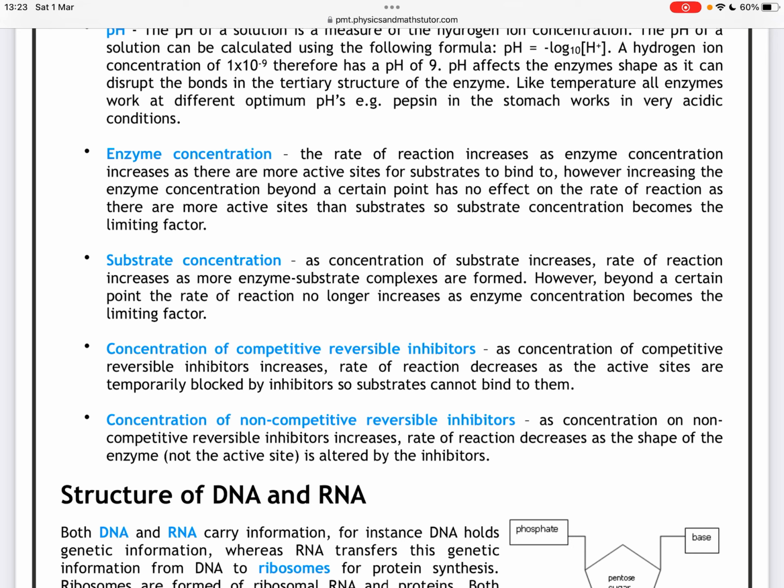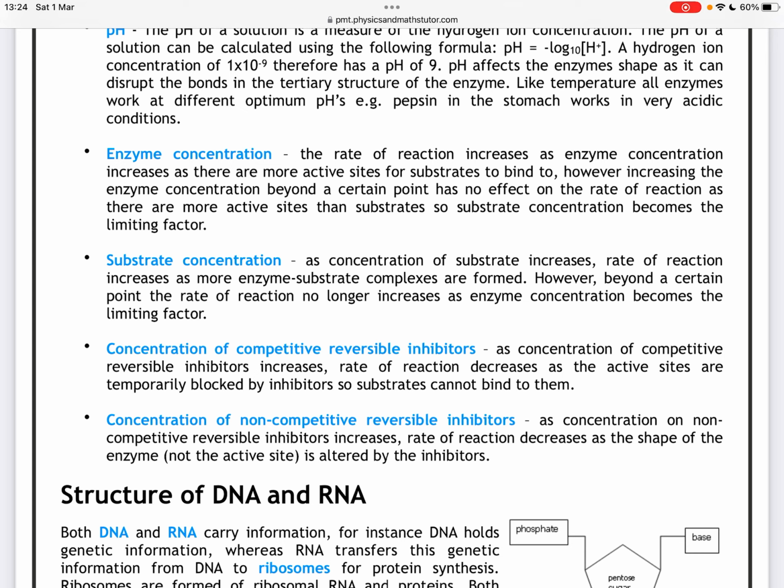As the concentration of substrate increases, the rate of reaction increases as more enzyme-substrate complexes are formed. However, beyond a certain point, the rate of reaction no longer increases as enzyme concentration becomes the limiting factor. Now we go to the concentration of competitive reversible inhibitors. As the concentration of competitive reversible inhibitor increases, the rate of reaction decreases as the active sites are temporarily blocked by inhibitors, so substrate cannot bind to them.